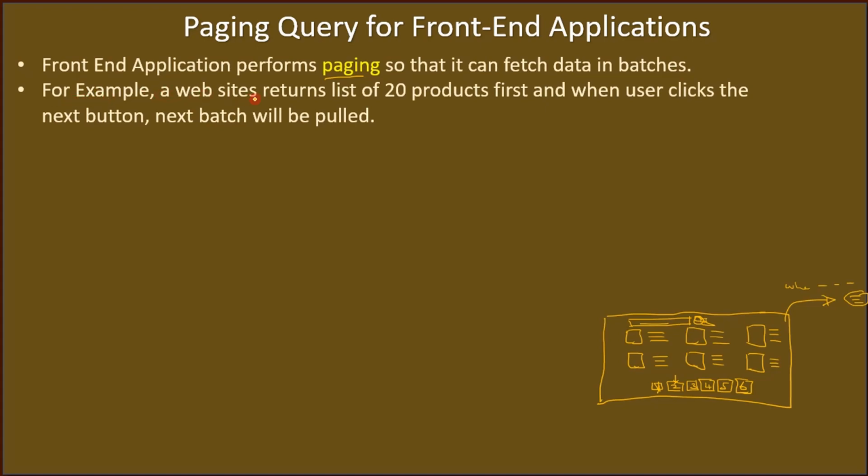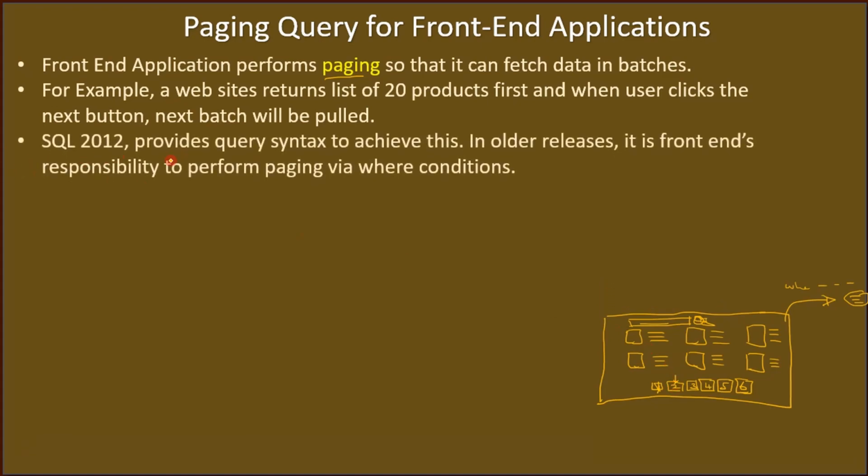For example, a website returns a list of 20 products first. Here in this picture, 6 products first, and when the user clicks the next button or the numbered swatches, the next batch will be pulled. That's what is called pagination, and usually the front-end application, whether it is a web application or a desktop application, will form the where condition on the fly based on the user's interaction and make a query. SQL 2012 provides a query syntax to achieve this.